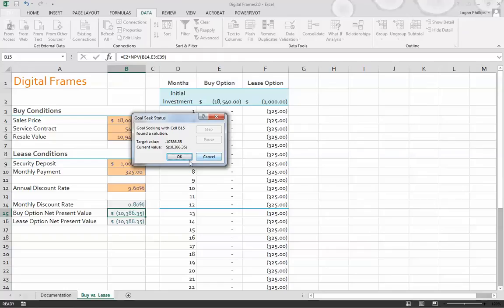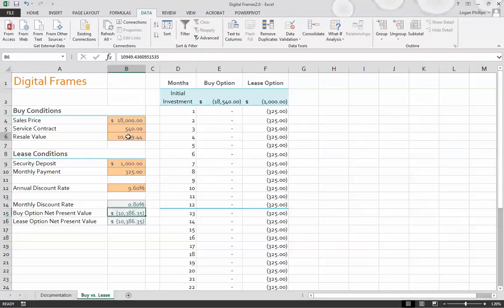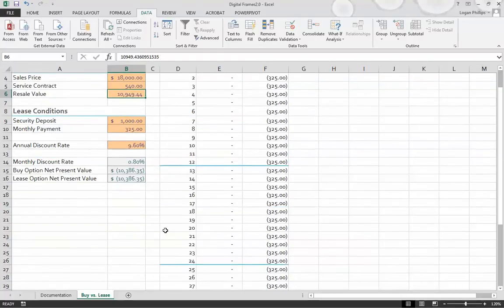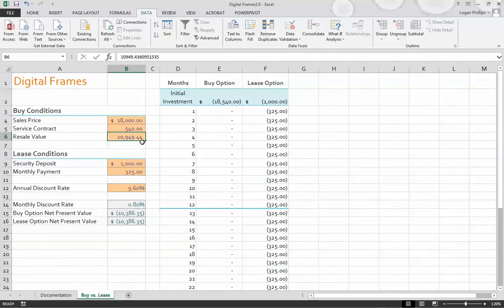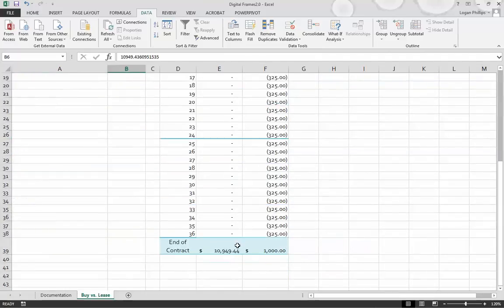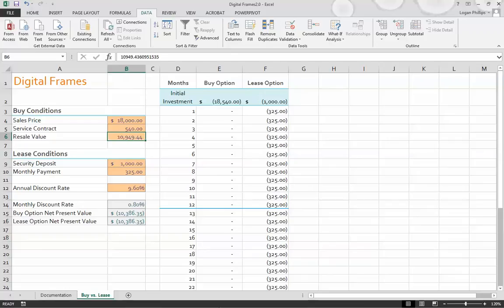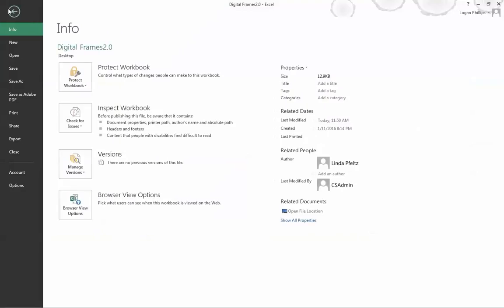Hit OK. And you can see we'd have to sell it for $10,949 to be the same value as the lease option. You can see that the resale value actually references down here to E39 as well. They are connected. All right, save this as digital frame 3, and you are completed with this assignment.